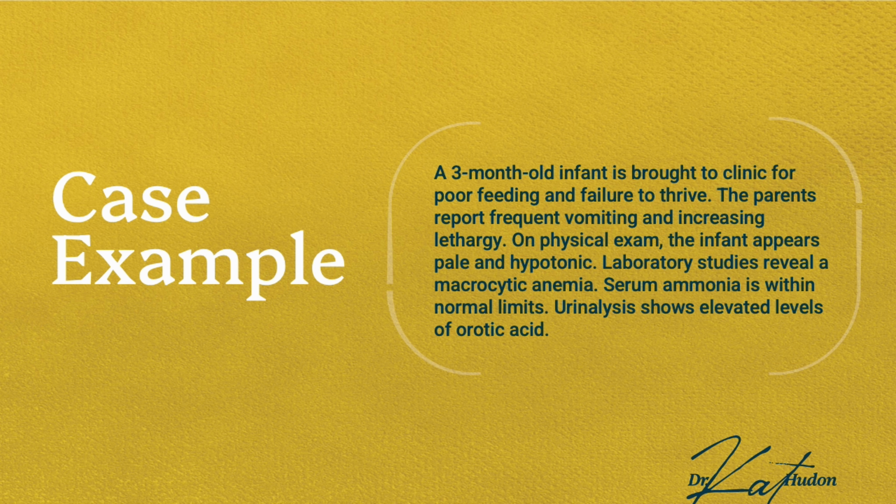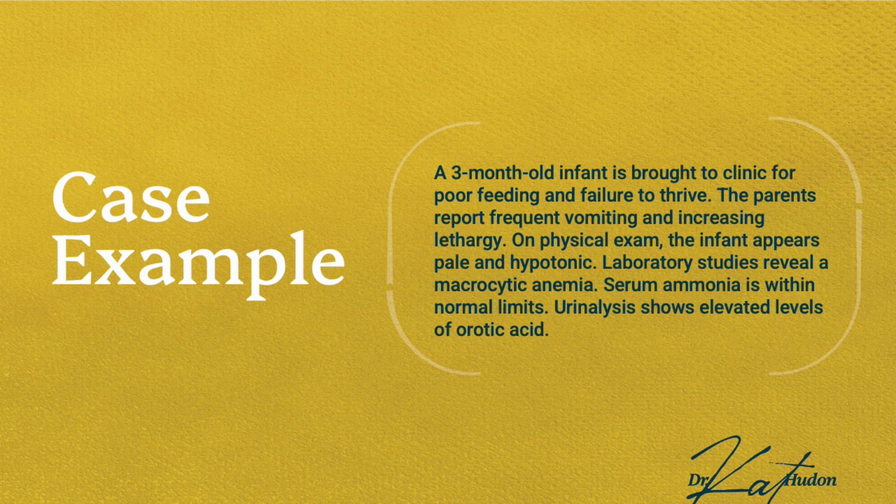This age is still going to make me think about inborn errors of metabolism. Yes, more severe cases will be in the first few days in their presentation, but still keep these on your differential into the first several months. On exam, this infant is pale and hypotonic, and we have a macrocytic anemia. That already tells me this is not just a urea cycle question. The anemia is the important clue.